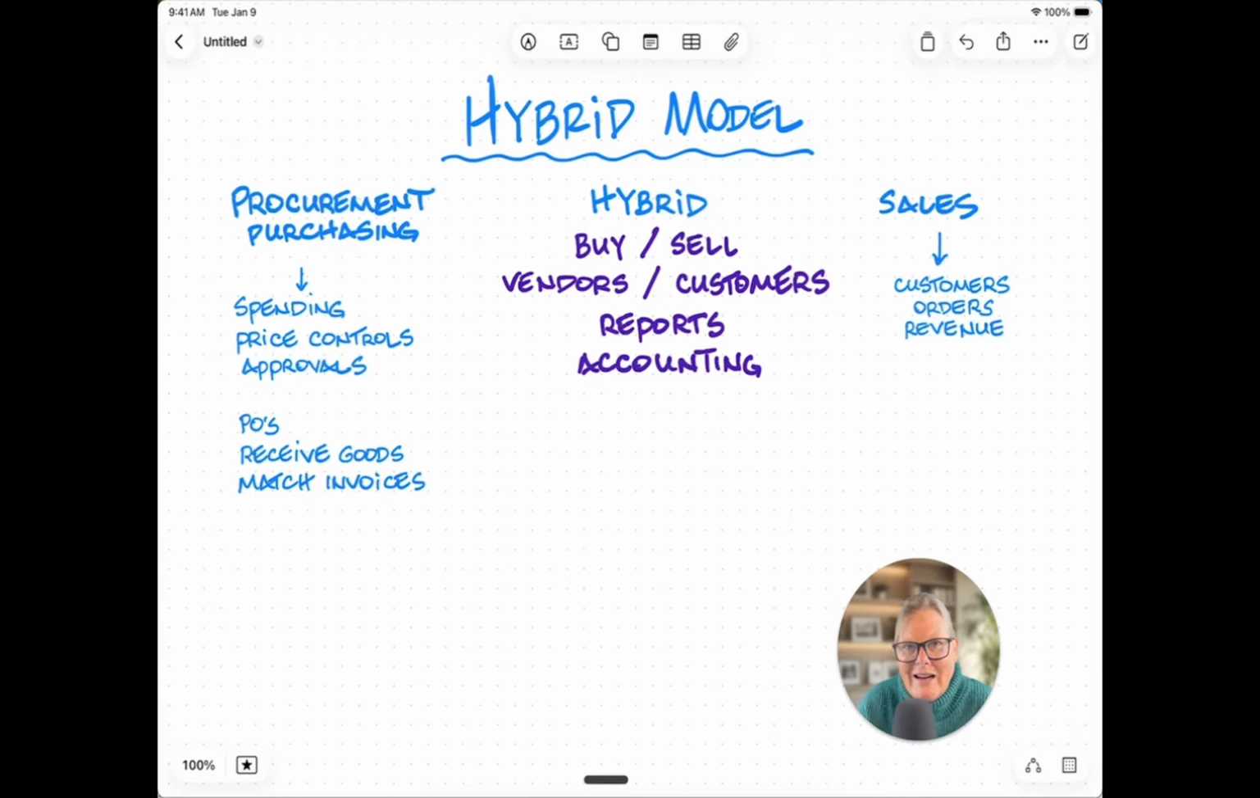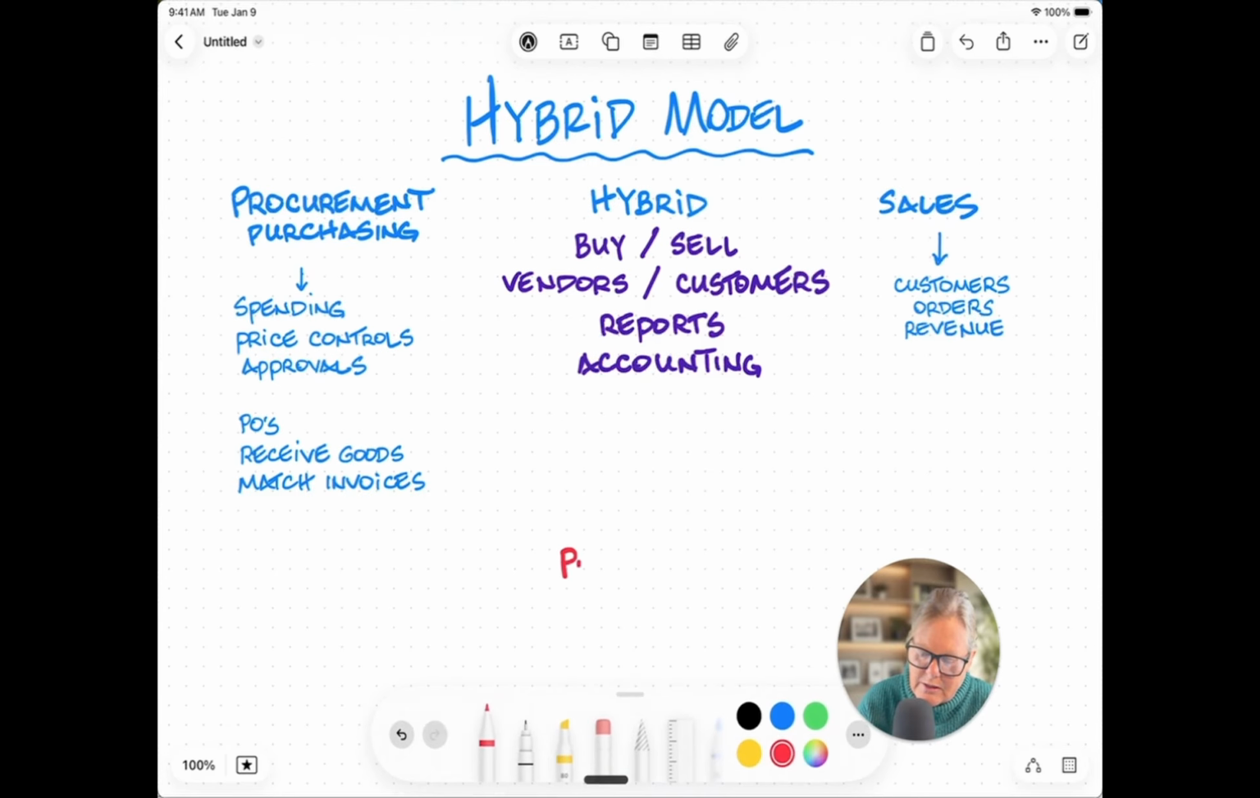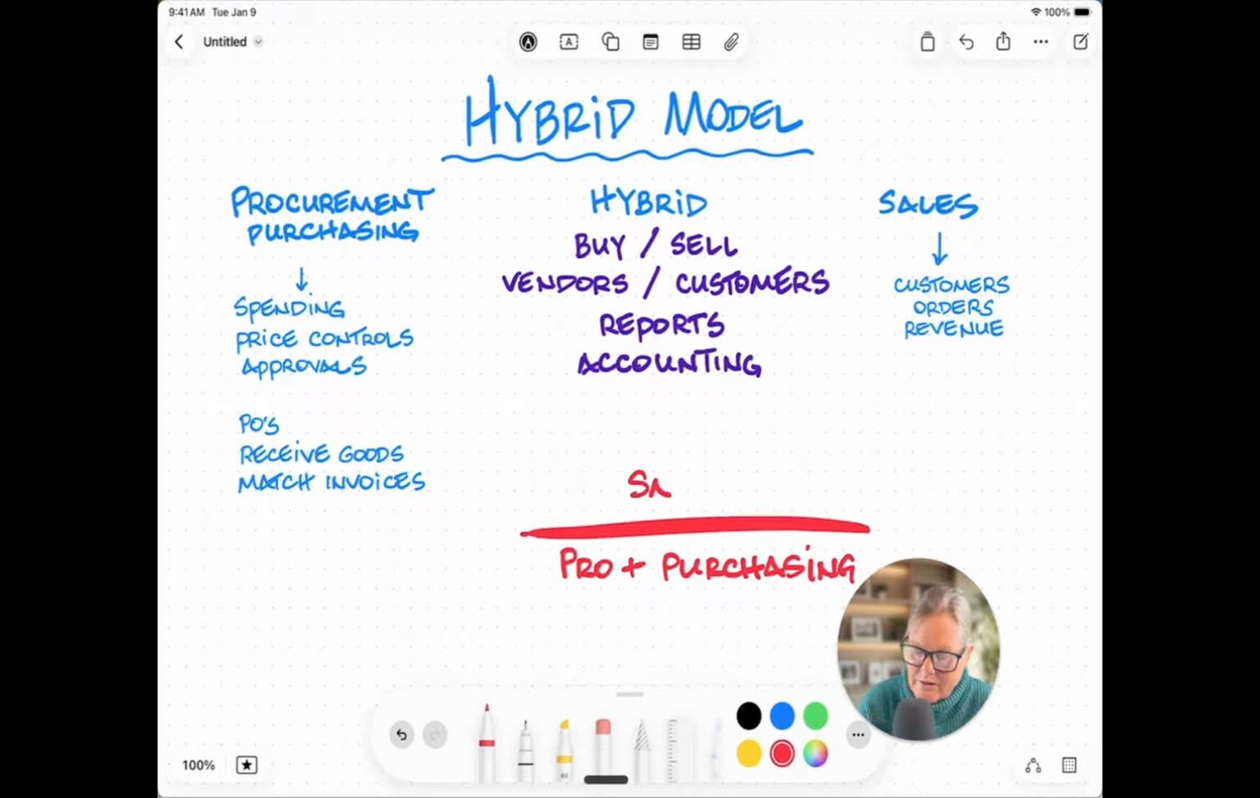And basically a hybrid model takes the procurement, we'll put procurement here plus purchasing, and they kind of merge those together. And then on top, they put a sales layer. That's basically what the hybrid model does. But you have to be careful. You want to make sure that your hybrid model can go deep on either side.